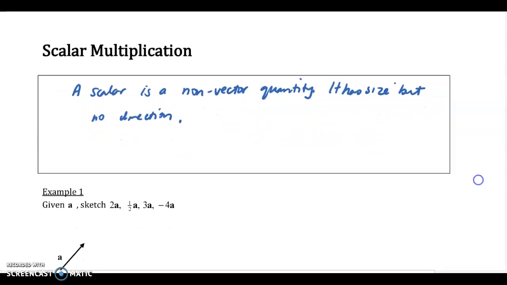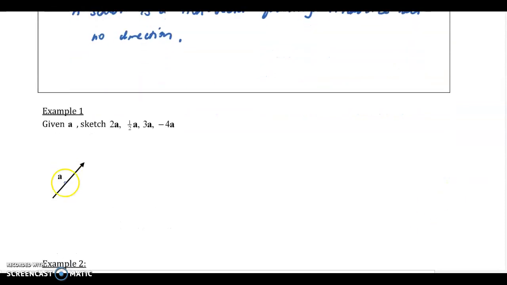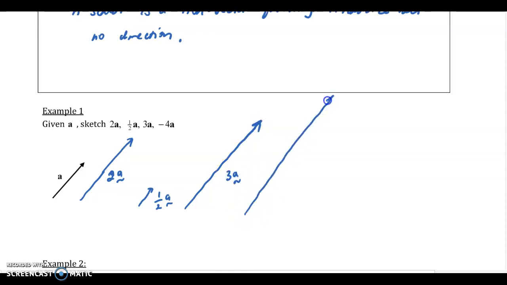For example, if I were to multiply vector A by a scalar, I'd just be changing its size and not its direction. So if I wanted to sketch 2A, it would just be double the size of A. Half A would be half the length of A, same direction. You might be starting to see the pattern now. If I want a 3A, that looks about 3 times, so it's better if you can use a ruler in your notes to keep it more accurate, and that might be 4A. You'll notice that because we've only changed the magnitude, all the vectors are actually parallel.